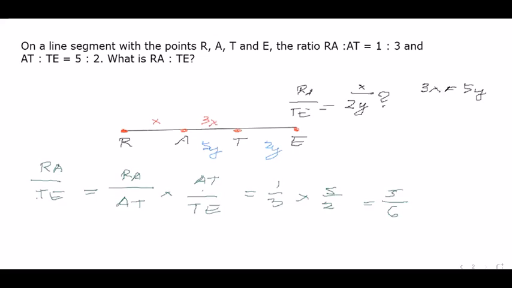So 3x is equal to 5y. So x is 5y over 3. And you're dividing that by 2y. So you might as well put 2y at the bottom. The y's cancel. And you come back to 5/6. You could have done it that way.